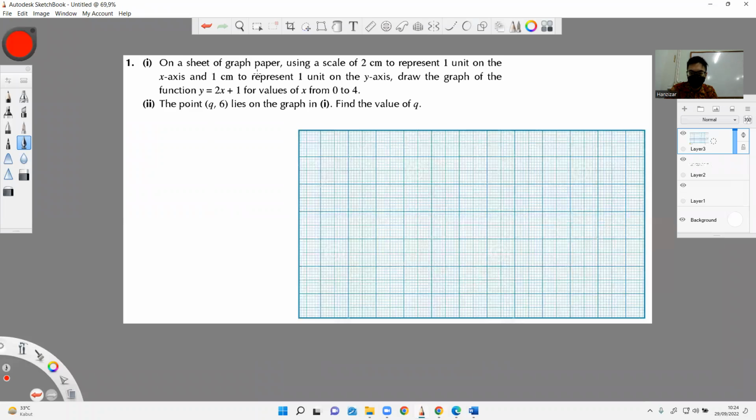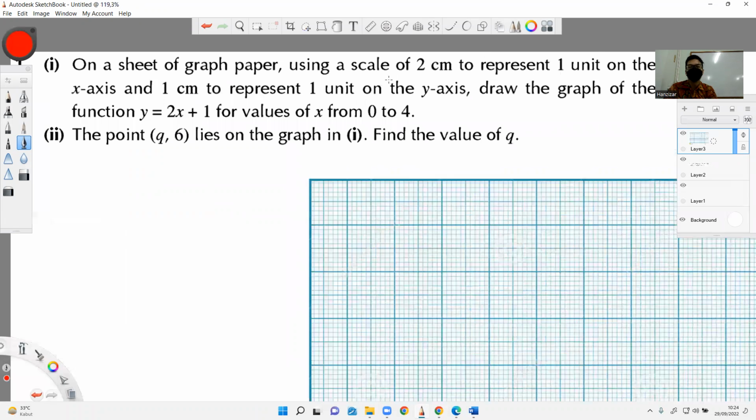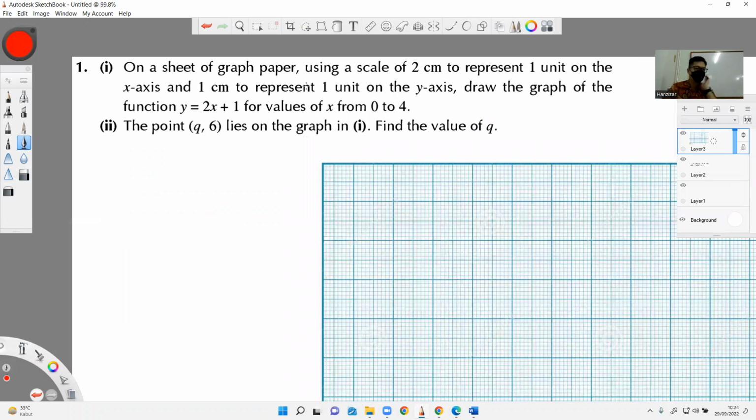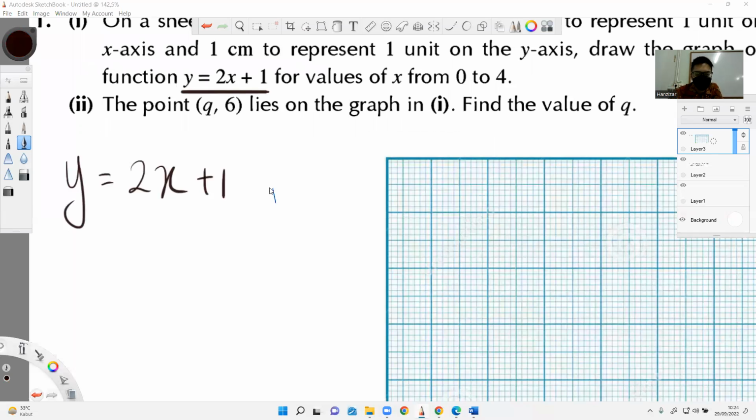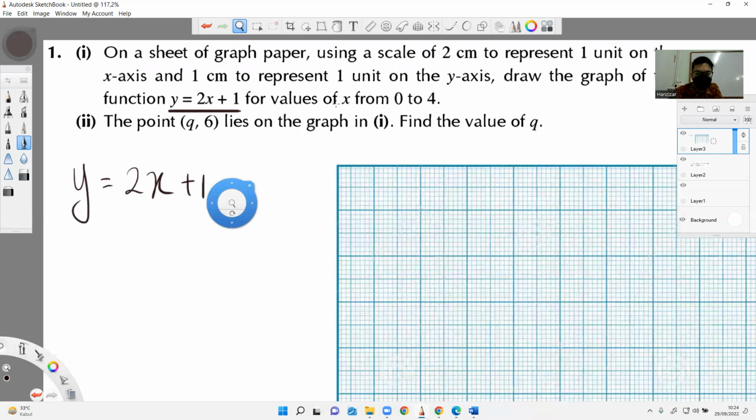Okay, guys, look at this. On a sheet of graph paper, you don't have to open your book. I put it here. What is the function, guys? The function equals y equals 2x minus 1, plus 1, right? So y equals 2x plus 1. How do you solve 2x plus 1? First thing first, you need to look at the value of x from 0 to 4. So you make a table of x and y, that's the rules, right? Remember, guys?